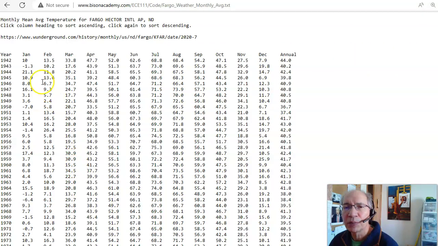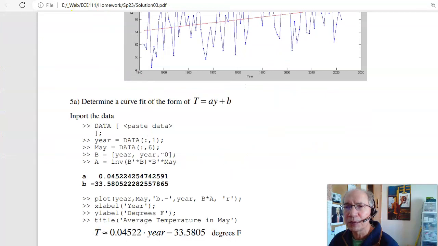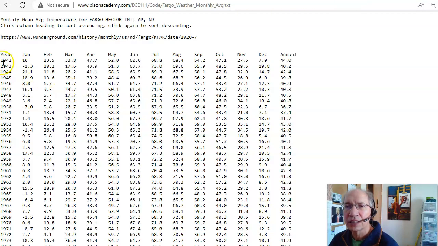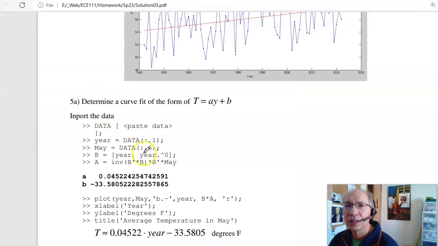And this is from Hector Airport. Since 1942, these are the monthly averages in Fargo. The first column is year, and the sixth column is May. So do as we did before. I'll just take the data, left click, copy it, go into MATLAB and say data equals start of matrix, paste the data, end of matrix. First column is year, sixth column is May.